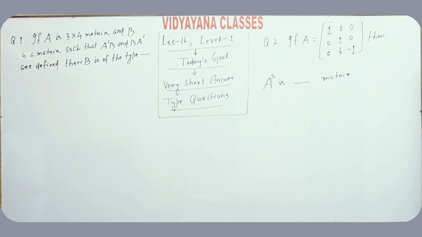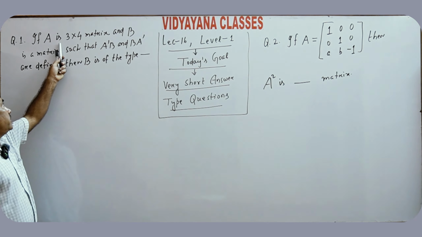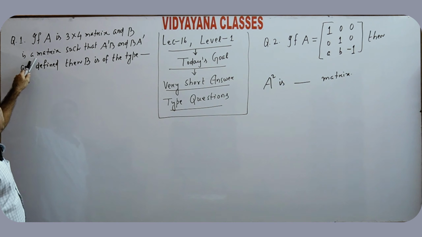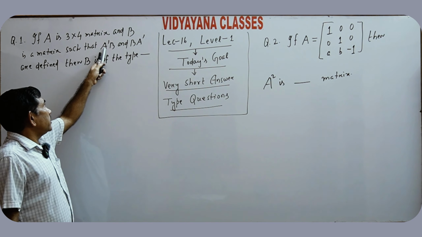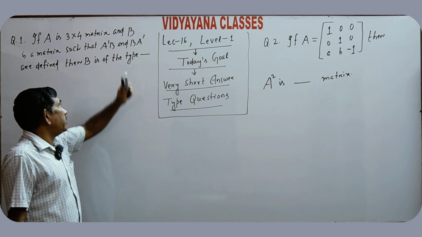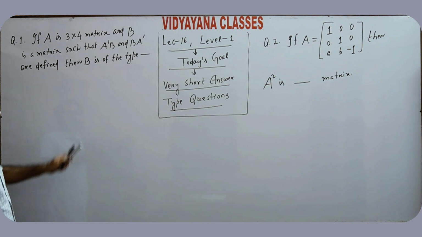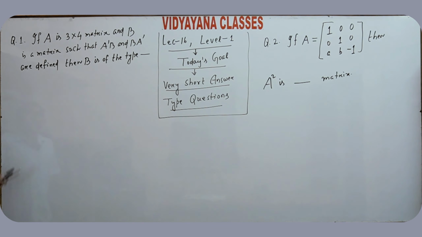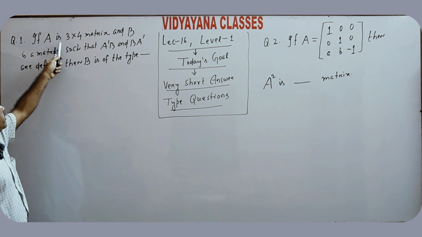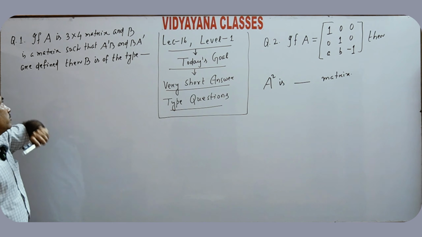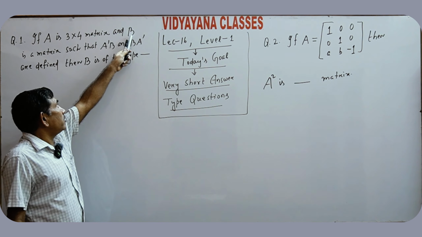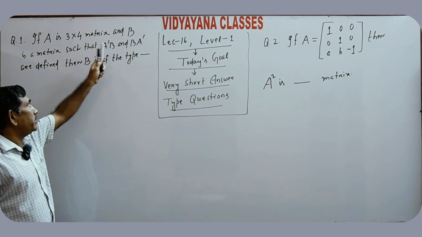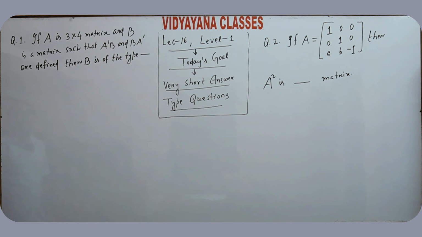Question number 1. If capital A is a 3 cross 4 matrix and capital B is a matrix so that A dash B and B A dash are defined, then B is of the type dash. A is a matrix of order 3 cross 4. What is the order of the matrix capital B so that A dash B and B A dash are defined?